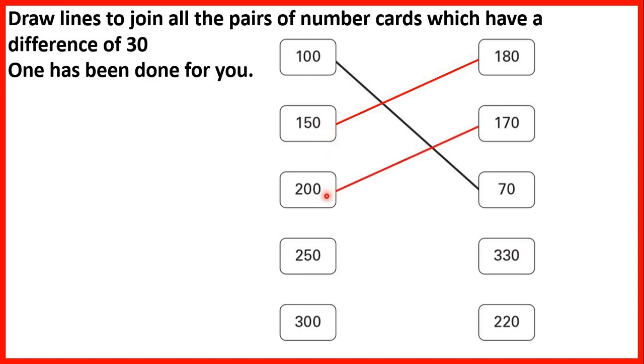Now we can match 200 and 170 because 200 minus 170 is 30. We can have 250 and 220 because 220 is 30 less, so has a difference of 30 with 250. And then we can match 300 and 330.